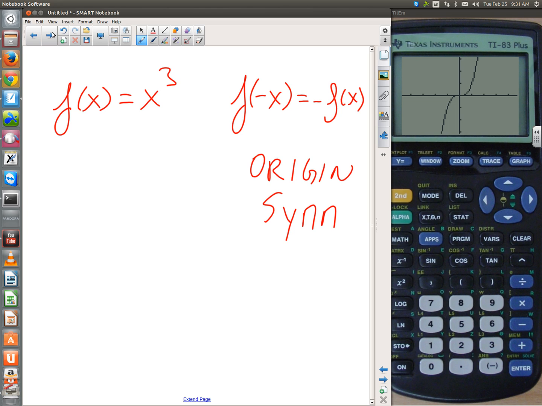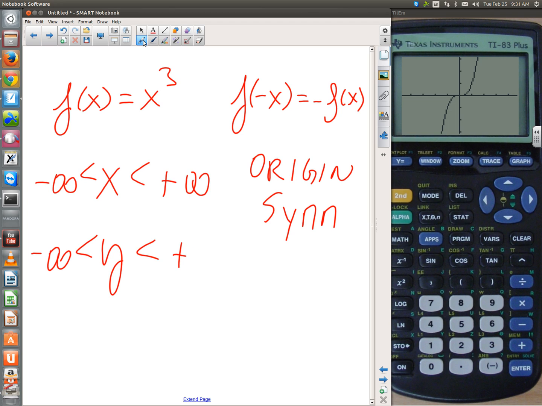What's the domain now? What x values are you allowed to plug in? Right. So in other words, all real numbers again. So x is between negative infinity and positive infinity. All right. And what about the y values? Look at the y values. Everything also. So between all real numbers, negative infinity and positive infinity.